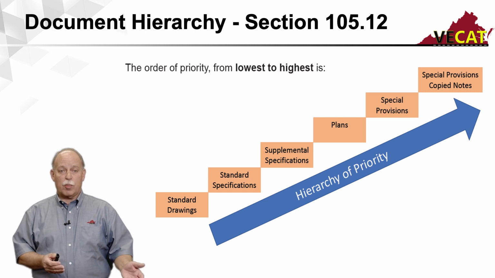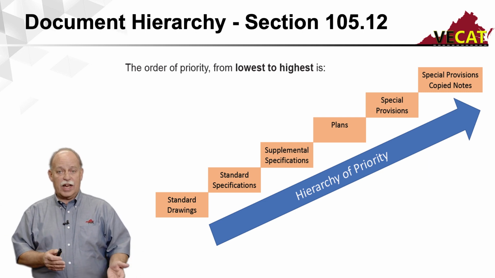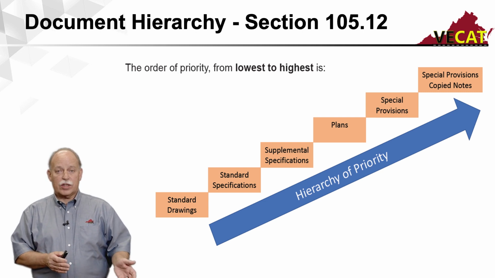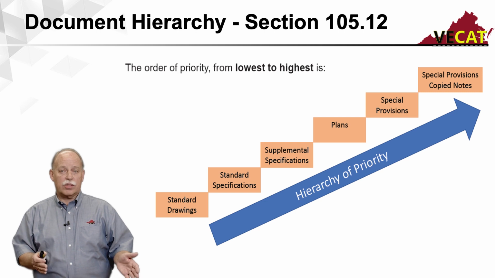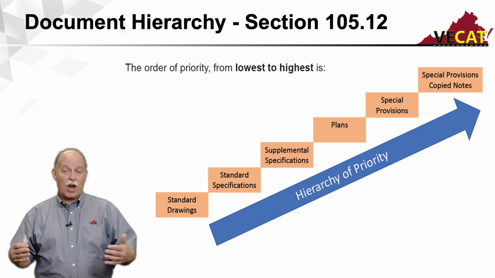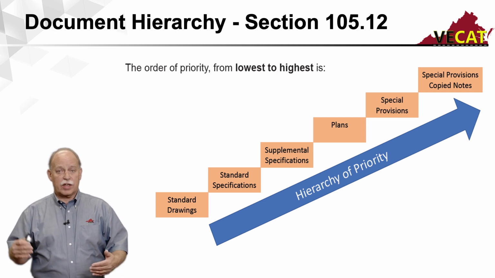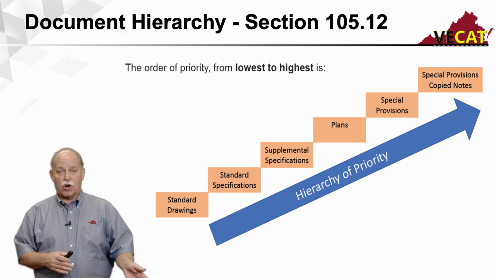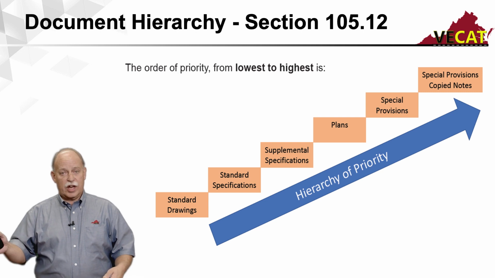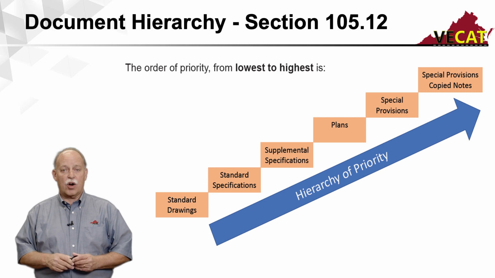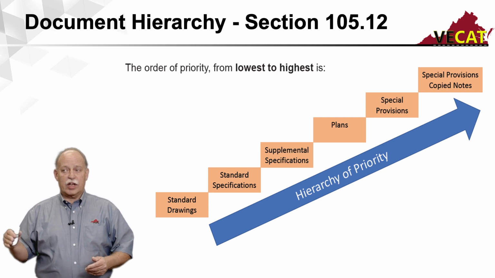So starting at the very bottom, you'll see the one that is the standard drawings. Standard drawings are at the lowest point of the hierarchy. Those standard drawings are, again, something that's been designed, it's something that's repetitive, and it'll be part of the project. However, there could very well be something in the standard specifications that overrides what's on that standard drawing. If that's the case, the standard specification rules. And you climb up this little ladder of hierarchy of priority, each step being higher and higher.